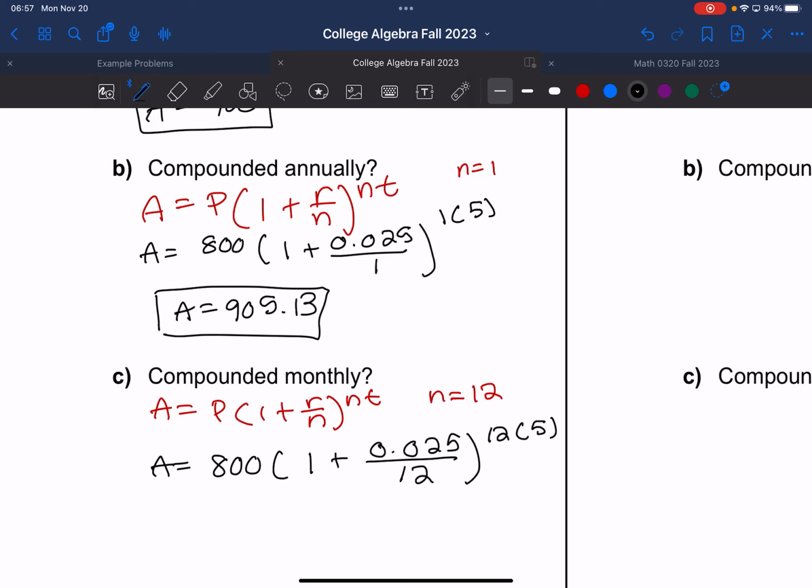When we compound monthly, we should get the answer A is equal to 906.40. Remember, since we are talking about money, we are only doing 2 decimal places.